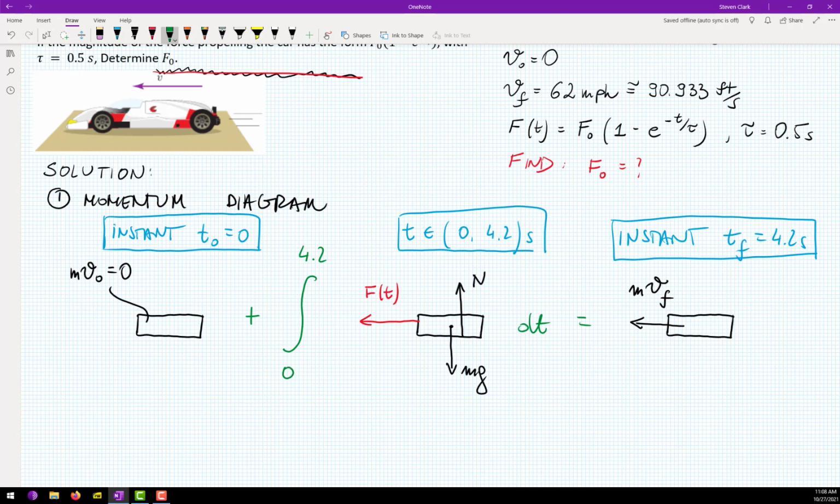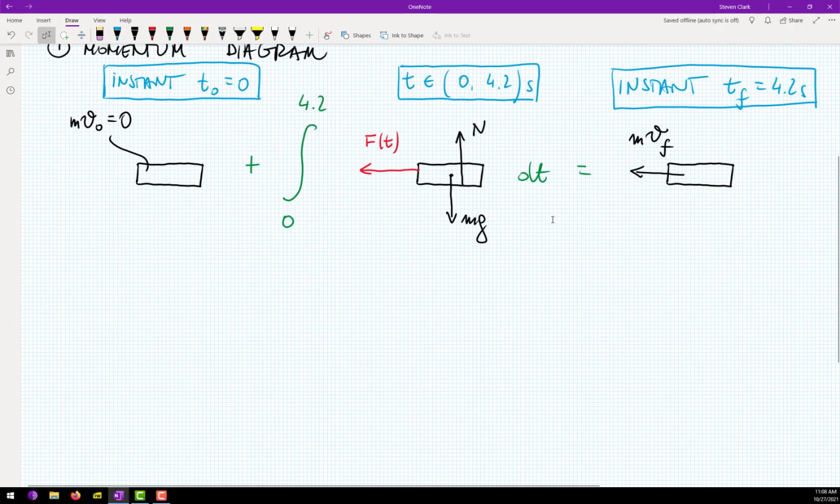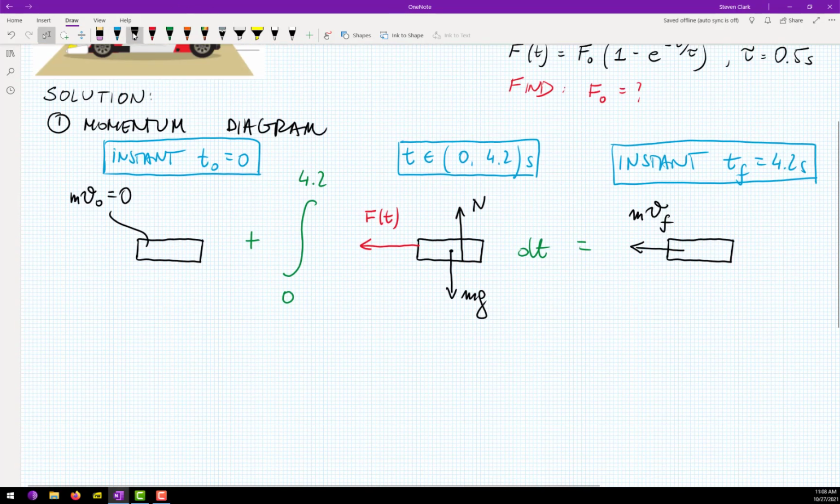Any questions on that momentum diagram? I think it's quite clear what each of these drawings represents. Is that clear? Any questions? Once we have the momentum diagram, we can write the momentum equations.